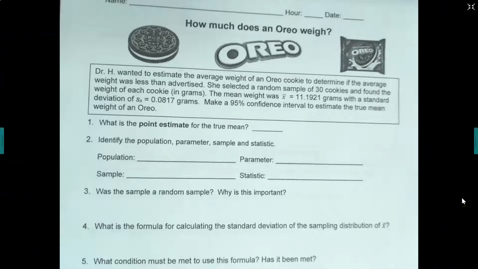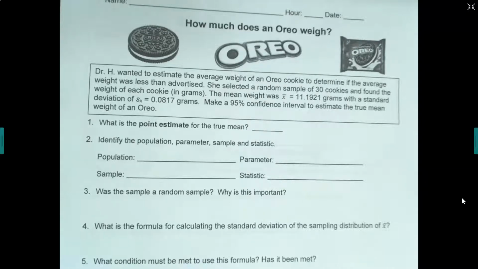Welcome to this video on estimating a population mean. By the end of this video, you should be able to determine the critical value for a C% confidence interval for a population mean, and you should be able to state and check the random, 10%, and normal or large sample conditions for constructing a confidence interval for a population mean.